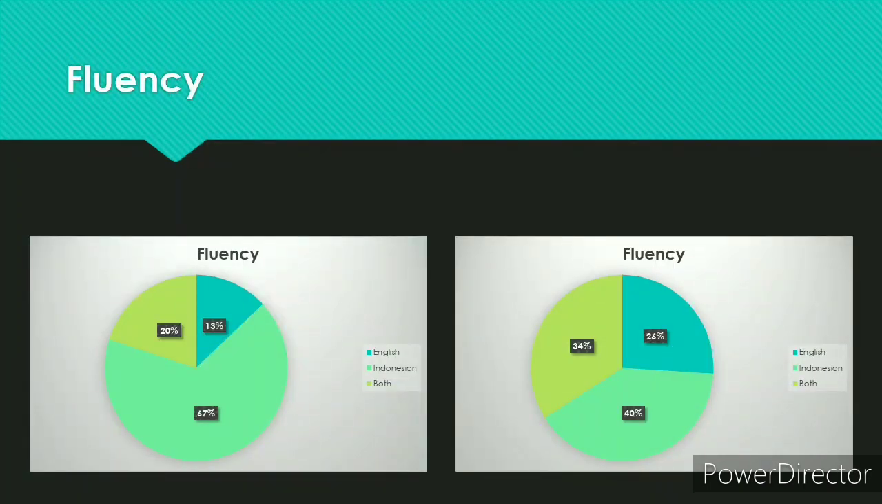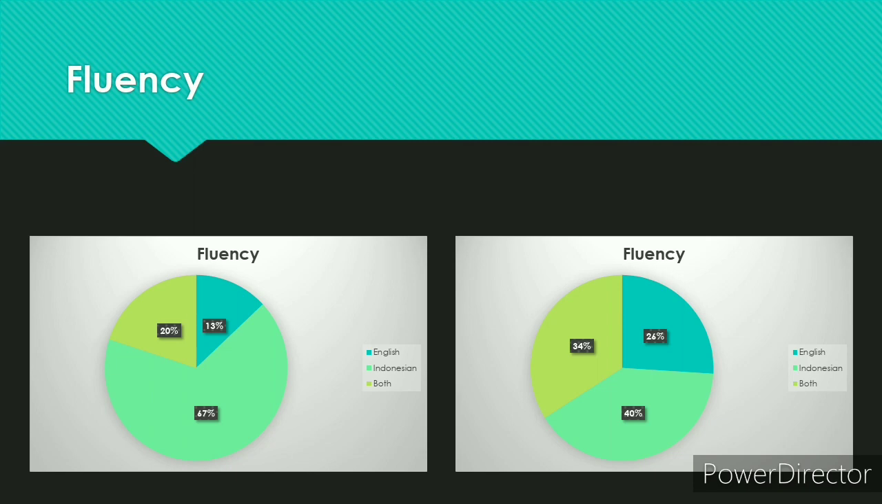So here we are, the second slide. As you can see, on the left we have the population new, and on the right we have the population old. So let's start with the population new, as always. Within the population new, as we can see, the fluency rate of the English language is about 13%, while the Indonesian fluency rate is about 67%, and the fluency for both languages is about 20%. Now let's go to the population old's chart for fluency. So 26% fluent in English, 40% fluent in Indonesian, and 34% fluent in both. So as we can clearly see, there is a difference in fluency.